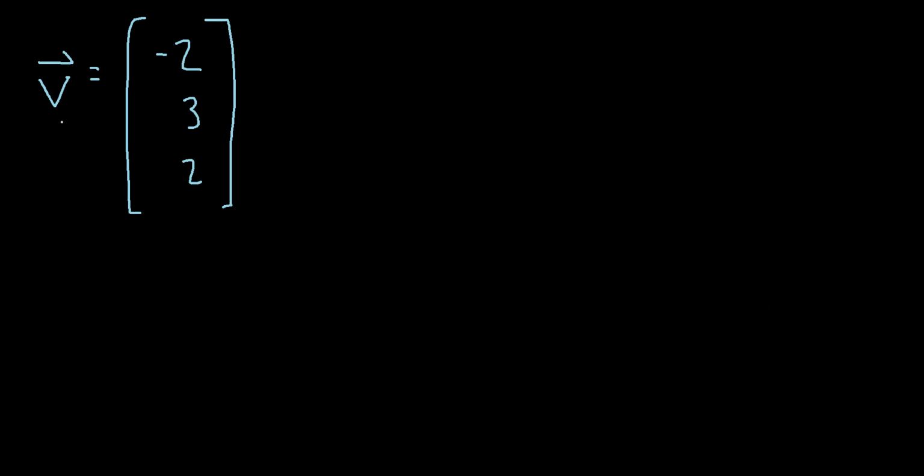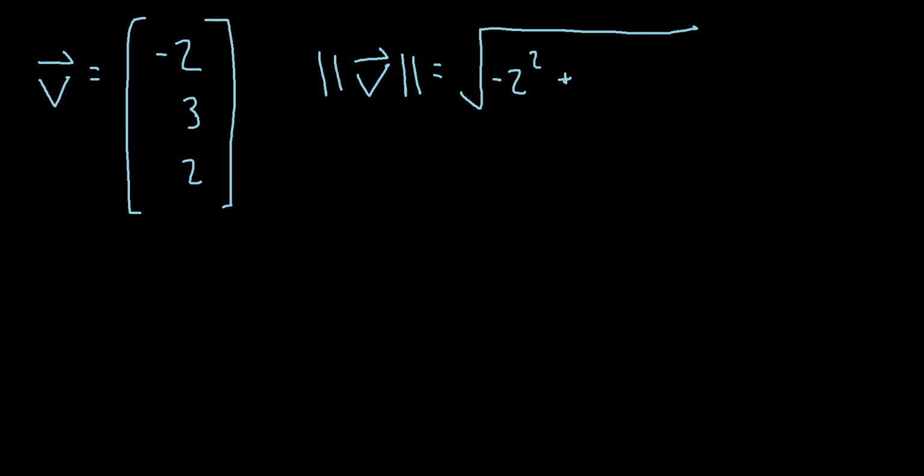All right, let's try one more example. Let's say we have vector v with the values -2, 3, and 2. How can we normalize this vector? Well, remember the first step. We need to first calculate what is the length of the vector. So what is the length of v? So we say that's the square root of -2 squared plus the next value, 3 squared, plus the last value of 2 squared. So we get -2 squared is 4, plus 3 squared is 9.